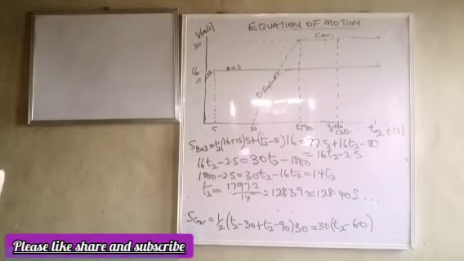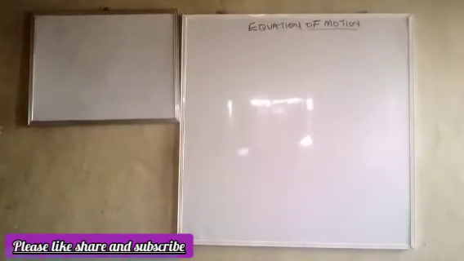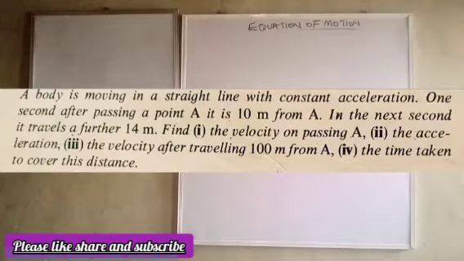So the overtaking will take place at 128.40 seconds. A body is moving in a straight line with constant acceleration. 1 second after passing a point A, it is 10 meters from A. In the next second, it travels a further 40 meters. Find 1, the velocity on passing A. 2, the acceleration. 3, the velocity after traveling 100 meters from A. 4, the time taken to cover this distance.